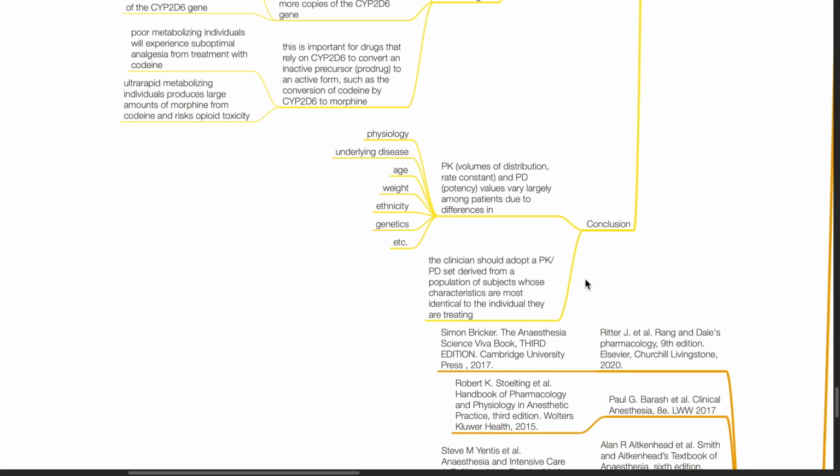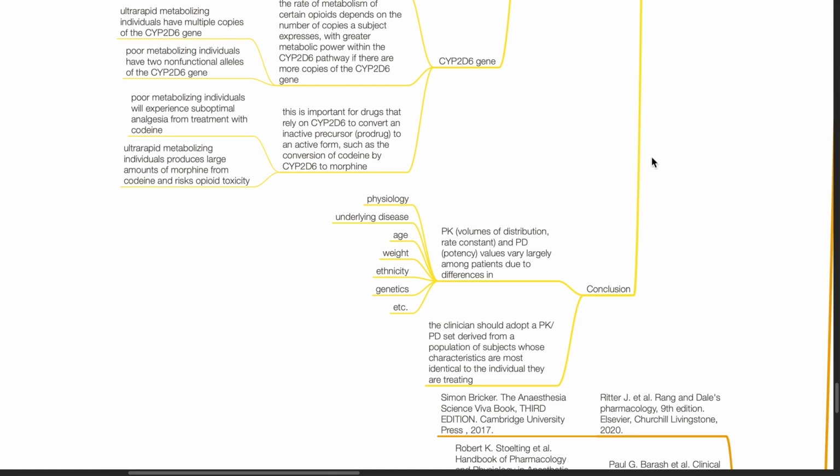Conclusion: pharmacokinetic and pharmacodynamic values vary largely among patients due to differences in physiology, underlying disease, age, weight, ethnicity, genetics, etc. The clinician should adopt a PK/PD set derived from a population of subjects whose characteristics are most identical to the individuals they are treating.